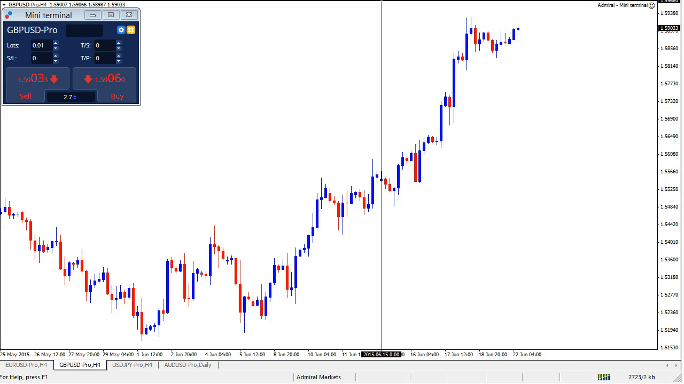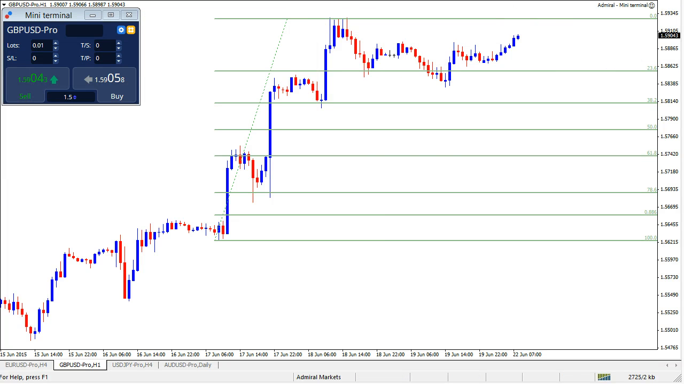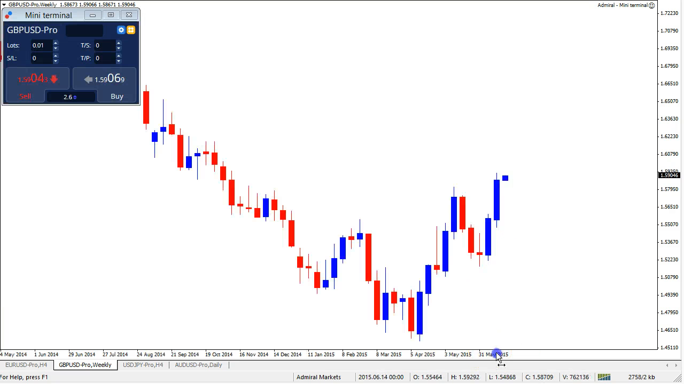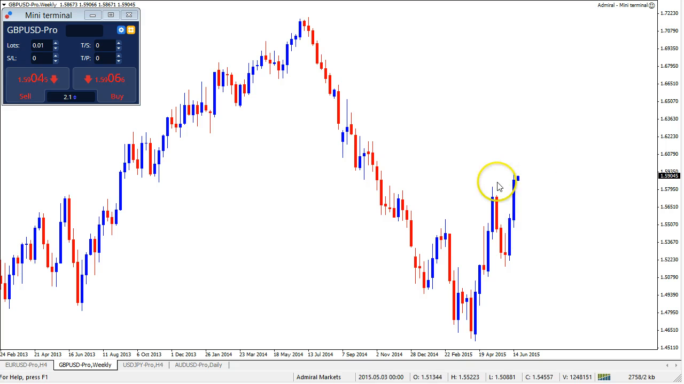Now continuation to the upside is likely, in my opinion. If you just look at this uptrend on all time frames, even on the weekly chart, you can see a very strong weekly candle here, basically pushing through the top. So at the moment, the bulls are in control, and I expect that momentum to continue.